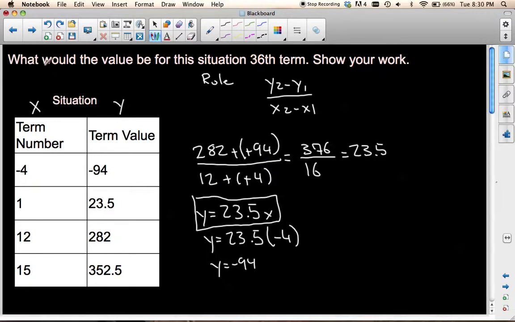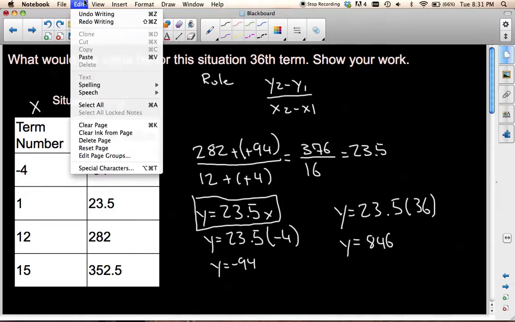Now the question asks, what would the value be for this situation at the 36th term? So we want to know what our y will be when x is 36. We take our rule, y is equal to 23.5 times 36, and we get our answer, 846. So y is equal to 846. So that's just one example. That's when we don't have our slope going through the y-axis.